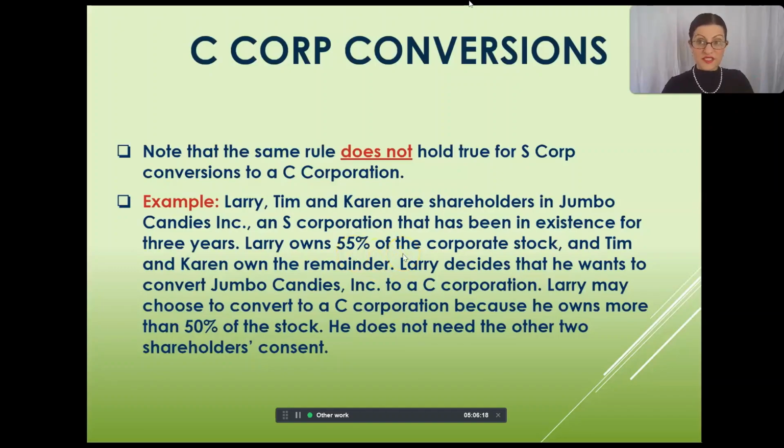But if this was a C corporation, it's an S corporation now, and he wants to convert it to a C corporation. But if this was a C corporation and Larry wanted to convert it to an S corporation, then he would need all of the shareholders to agree. And all of these shareholders, Larry, Tim, and Karen, would all have to sign the Form 2553 in order to convert to an S corporation. But the same does not hold true in reverse.